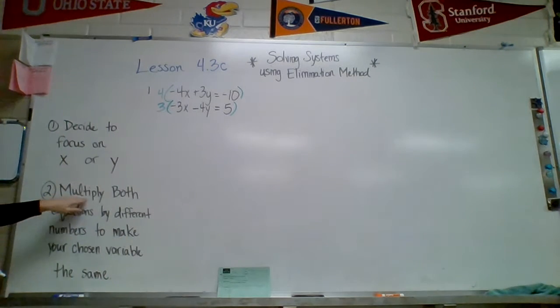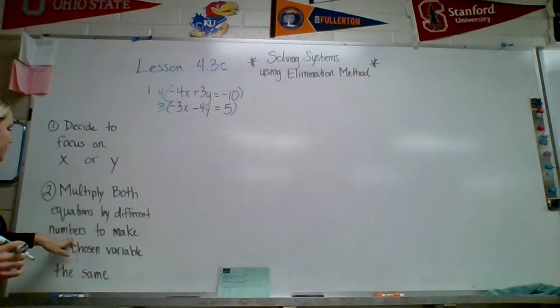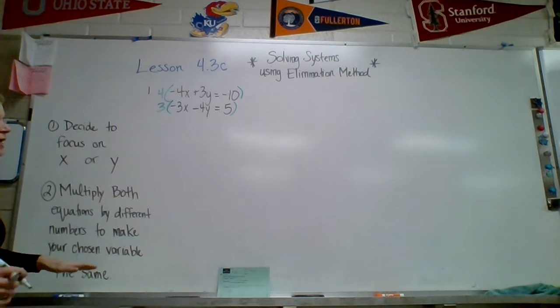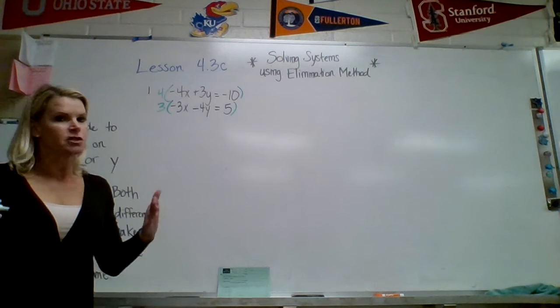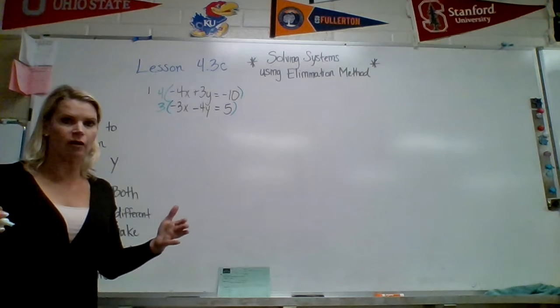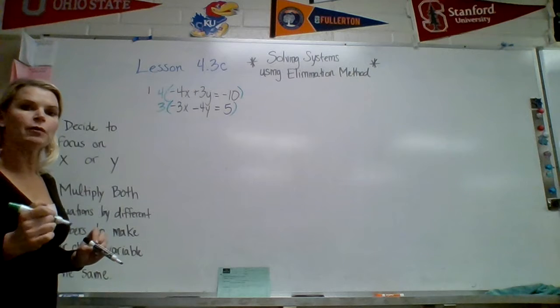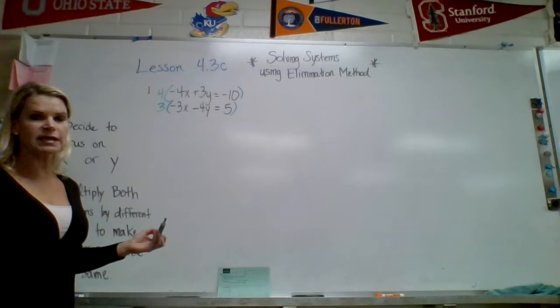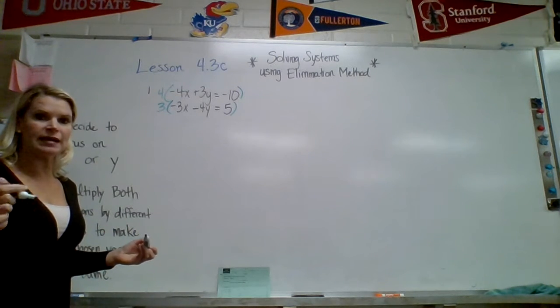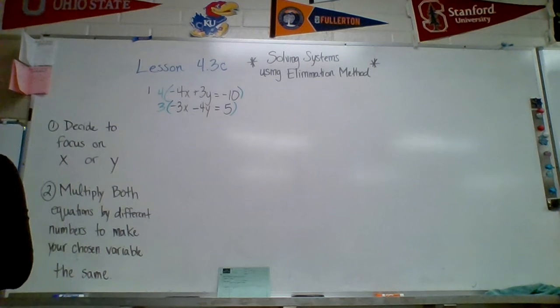This is the multiply both equations by different numbers to make your chosen variable the same. I chose y, so I'm going to make both of my y's into 12, positive 12 and negative 12. So I want you, because we've done this so many times before, to distribute and get your two new equations. Go ahead.